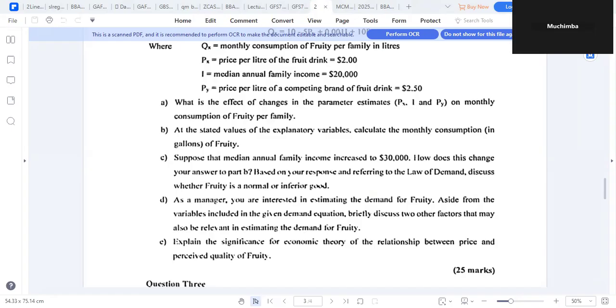All right. So our next question now, therefore, is: as a manager, you are interested in estimating demand for fruit. Aside from the variables included in this equation, what other factors will affect demand? So this was our first class yesterday. What are some of the factors that affect demand for fruity juice in this case? So be contextual. What do you think are factors that will affect the demand for fruity?